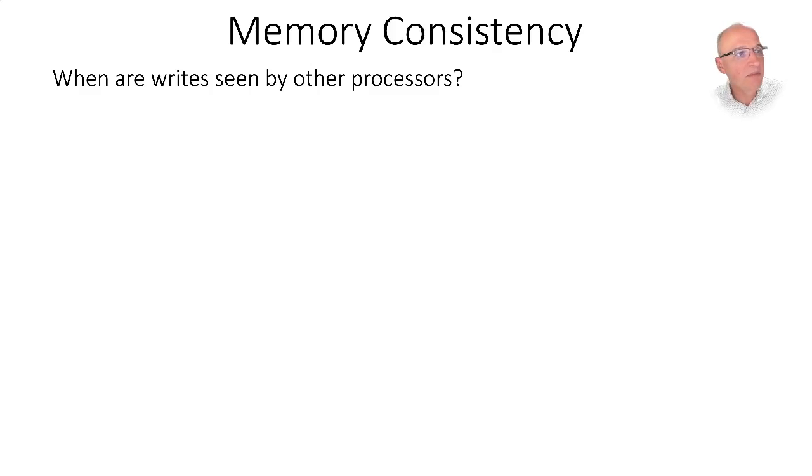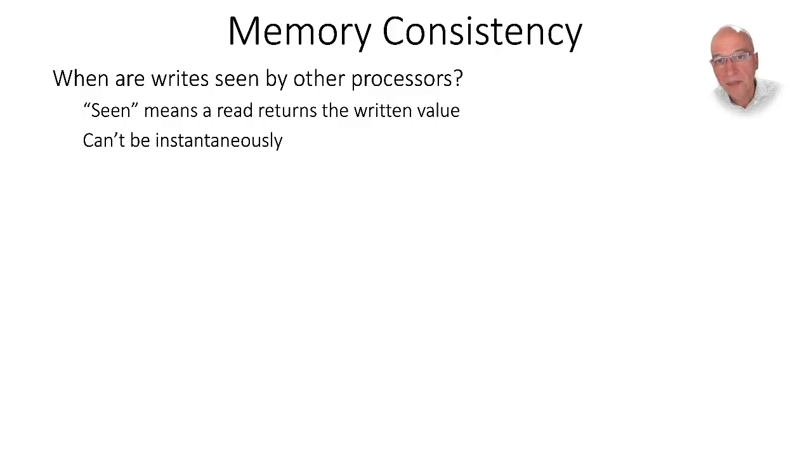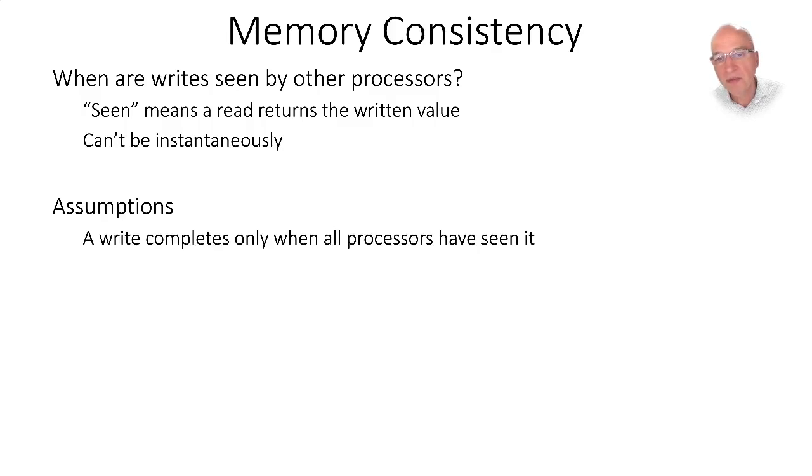We have the idea also of memory consistency. The memory consistency is addressing the question of when should writes be seen by other processors. Seeing means that a read returns the written value. This cannot happen instantaneously because there are delays in the system for propagation. So the assumption for memory consistency is that a write completes only when all the processors have seen it. So just writing to my own cache is not enough. All other processors have to have seen it, and only then is the write completed.